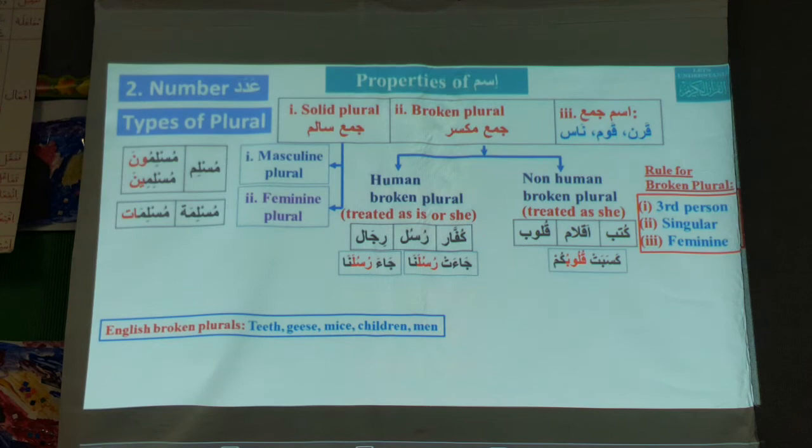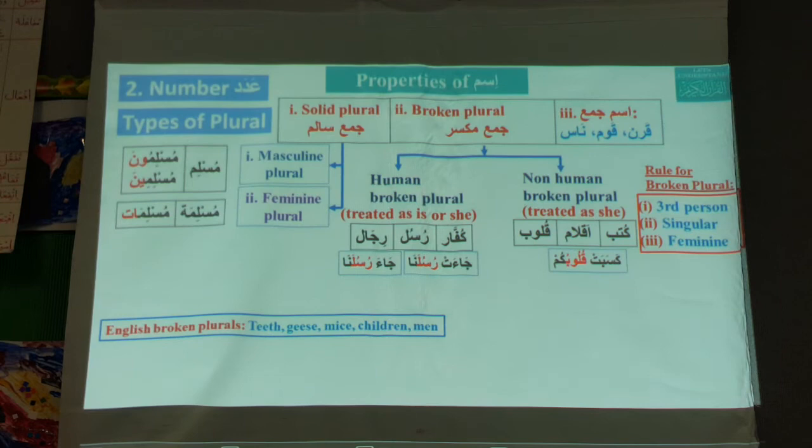So for these broken plurals, there is a rule. They are treated as third person, singular, feminine gender. Did you see this qulub is a plural word? Yes. The verb used is kasabat. It is singular. Kasaba, he earned. Kasabat, she earned. She is singular, no? But qulub is plural. So this singular is used. It is also third person, she, and it is also feminine, and it is singular. So all these non-human broken plurals are treated as third person, singular, feminine.